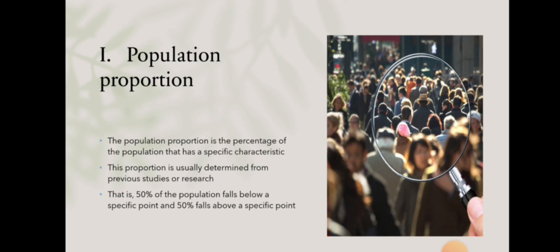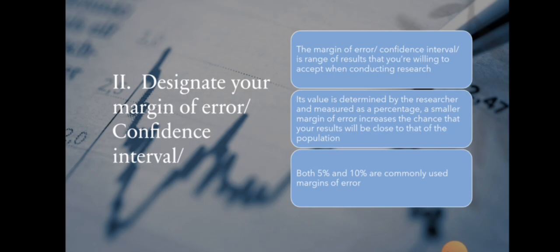Different research shows that 50% of the population falls below a specific point and 50% falls above it. So we have a specific characteristic: 50% of the population falls above the specific point and 50% is below it. This is one of the factors that affect the sample size in a population survey.